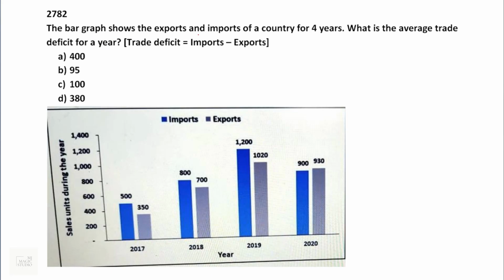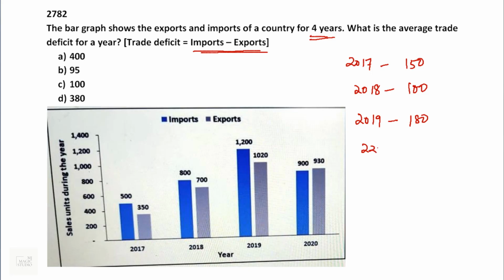The bar graph shows the exports and imports of a country for 4 years. What is the average trade deficit for a year? Trade deficit means imports minus exports. Import is this blue bar and export is this gray bar. So for 2017, import minus export is 500 minus 350, that is 150. For 2018, 800 minus 700 is 100. For 2019, 1200 minus 1020, that is 180.